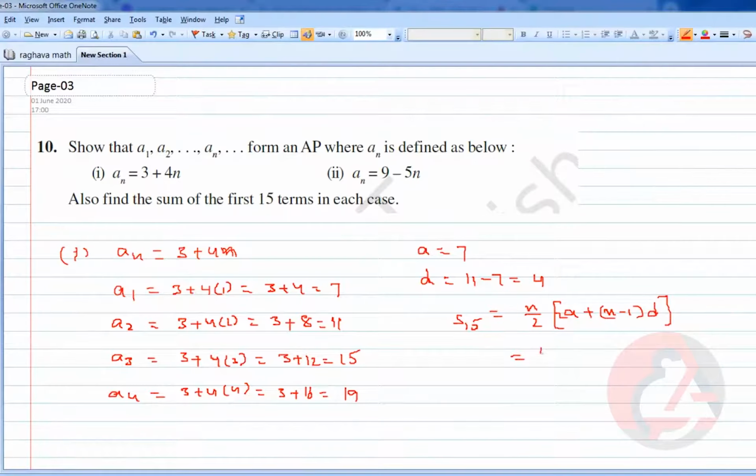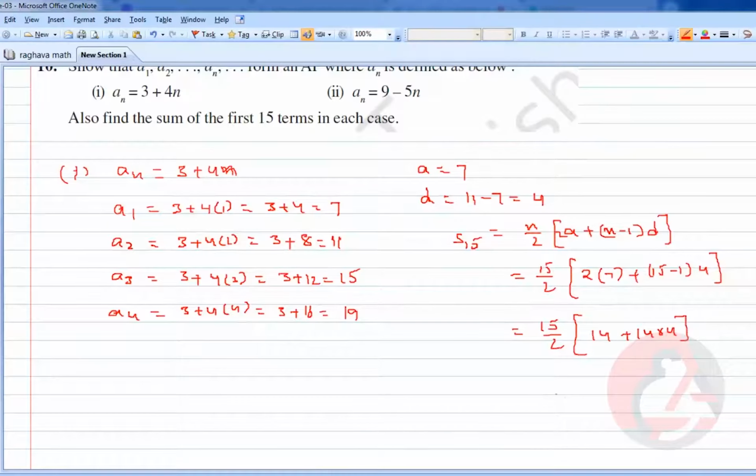So n by 2 is 15 by 2, into 2 into a plus 15 minus 1 into common difference 4. So from here, 15 by 2 into 14 plus 14 into 4. Okay, please do the calculation and let me know what the answer is.